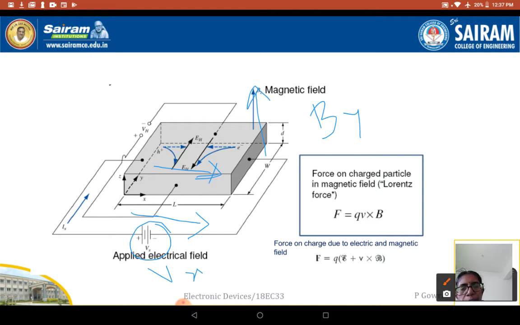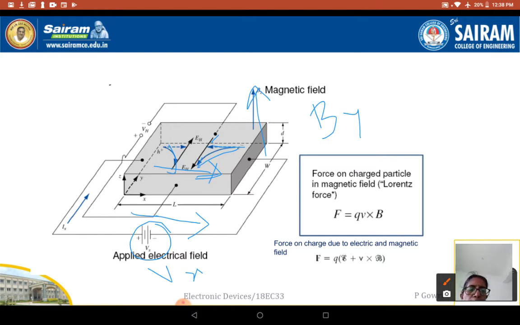But because of the applied magnetic field, the holes which are flowing in this direction will be deflected in this direction. Similarly, the electrons flowing in this direction will be deflected here. Due to the deflection, a voltage or potential difference is created. The potential difference created opposes the applied magnetic field, and at equilibrium condition the applied magnetic force and the voltage developed will be equal.